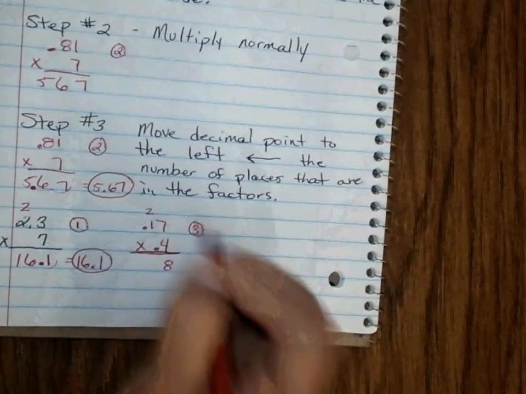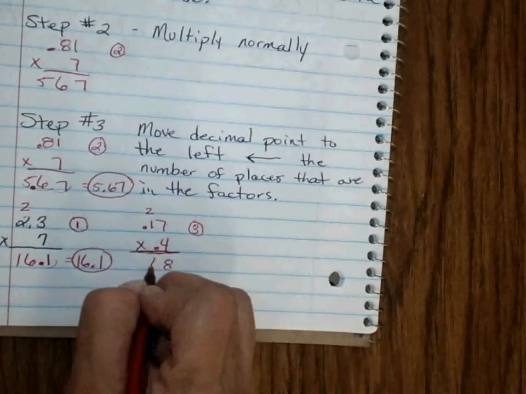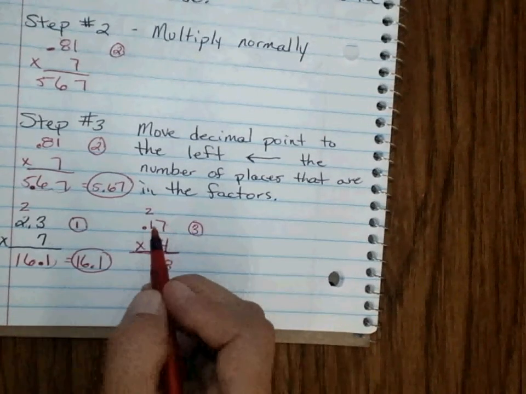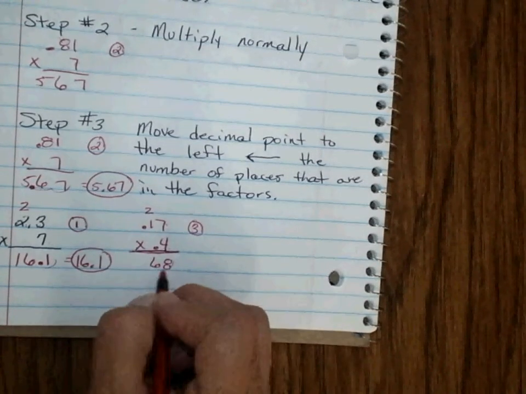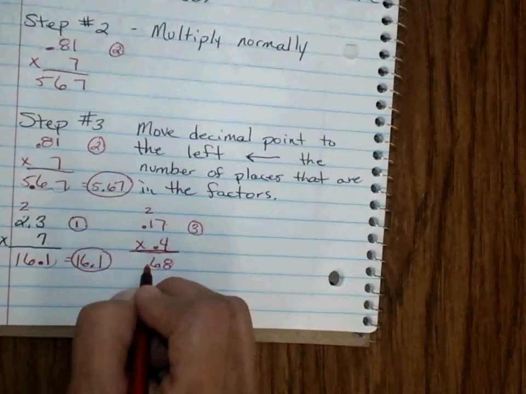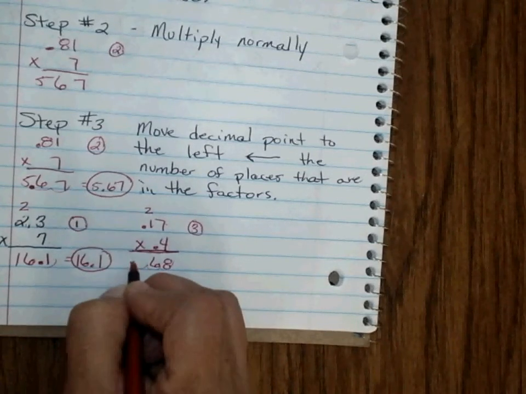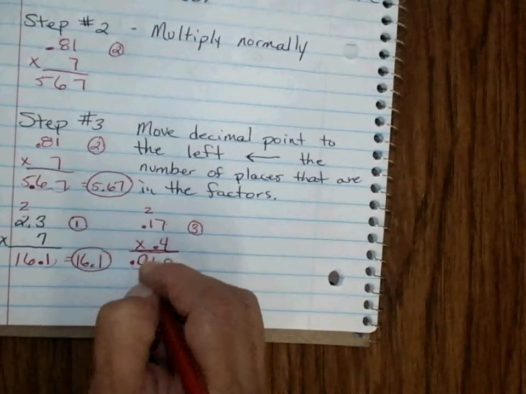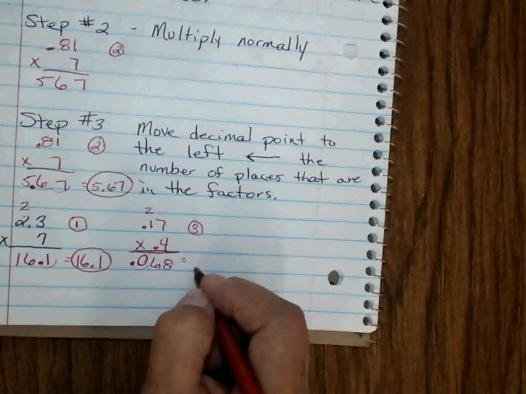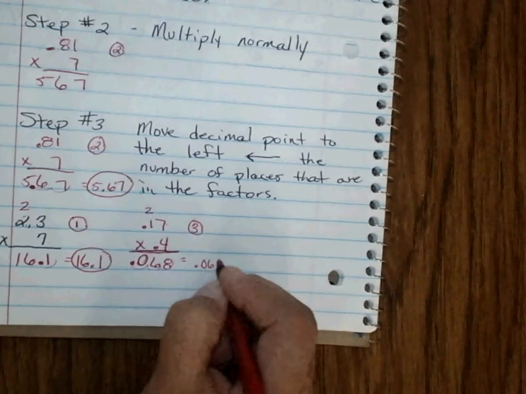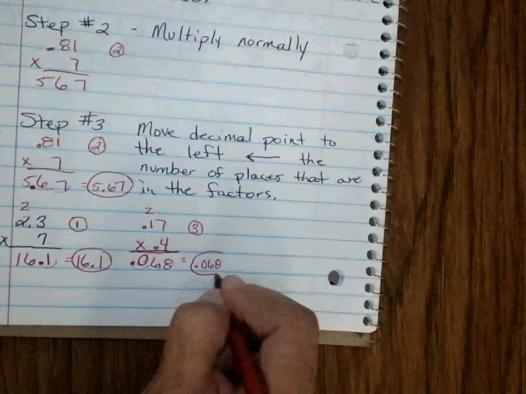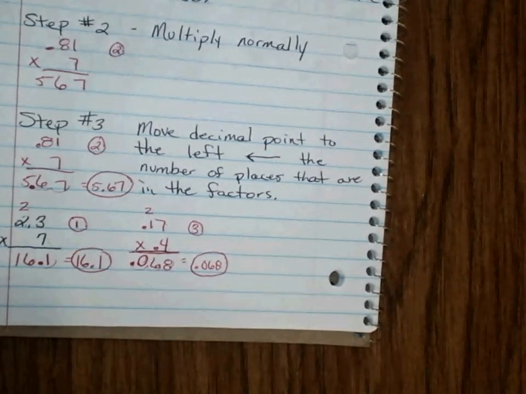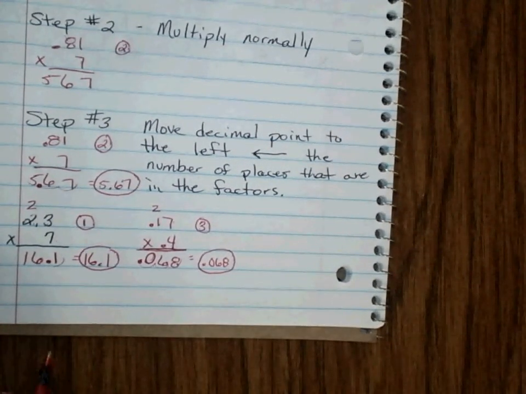4 times 7 is 28. Carry my 2. 4 plus 2 is 6. Now, how many decimal places do I need to move? 1, 2, and 3. 1, 2, uh-oh, I don't have a digit there. So I'm going to go 3, and what do you think I'm going to put here? That's right, it's going to be a 0. So the answer to this one is 68 thousandths. My point on this one is that you have to count every single decimal place in both factors. And if in your product you do not have enough digits, you have to keep going and then add some zeros.